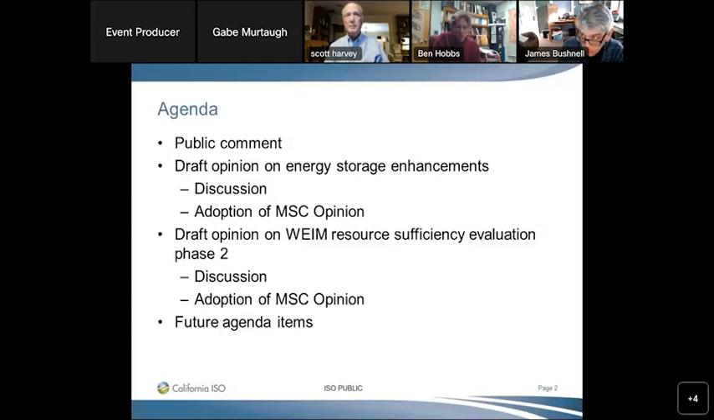opinion. So I would like to entertain a motion to adopt the opinion on energy storage enhancements. All right, I move to adopt the opinion. I second the motion. Okay, it's been moved by Dr. Bushnell and seconded by Dr. Harvey that the opinion be adopted. Let me check to see if there are any changes or anything else that anybody would like to say about this before we have a vote.